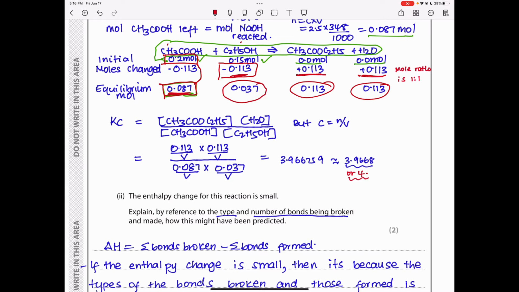So to conclude here, we can see the moles of ethanoic acid present at equilibrium were this, the moles of the ethanol left at equilibrium were that, and the moles of the products were equal because the reaction ratio was 1 to 1, producing 1 to 1.